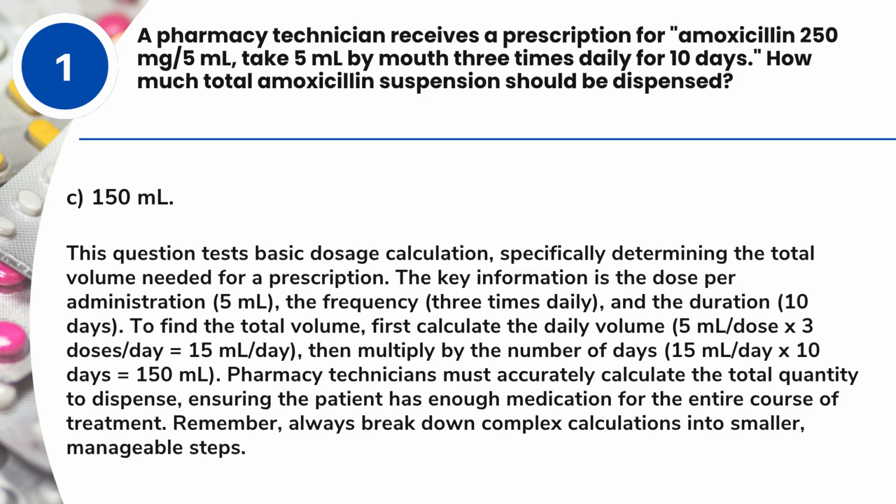The key information is the dose per administration, 5 ml, the frequency, 3 times daily, and the duration, 10 days. To find the total volume, first calculate the daily volume, 5 ml per dose x 3 doses/day equals 15 ml per day, then multiply by the number of days, 15 ml per day x 10 days equals 150 ml.